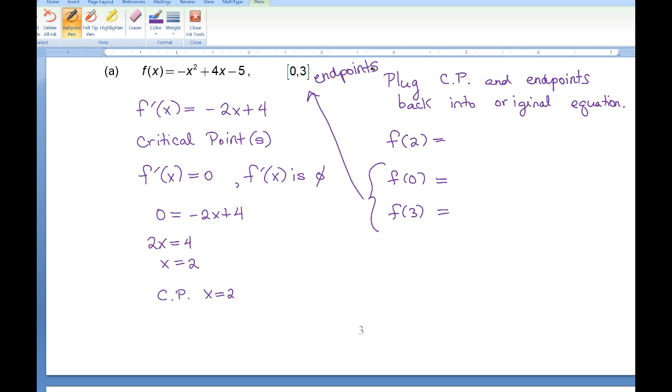Those are the endpoints. Okay, so plugging in 2, you get what? Negative 2 squared plus 4 times 2 minus 5. We get what? Negative 1? And what happens when we plug in f of 0? We get negative 5.